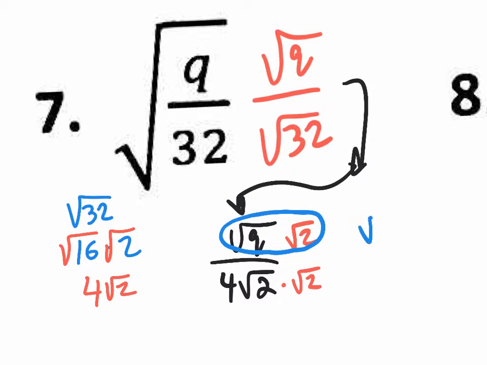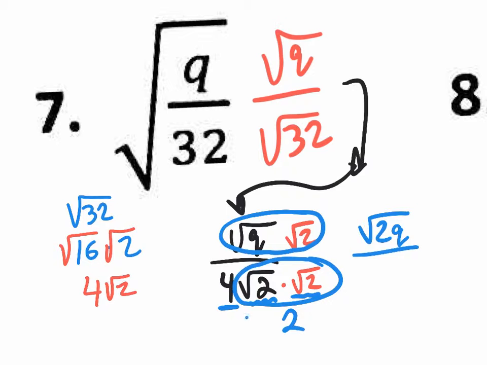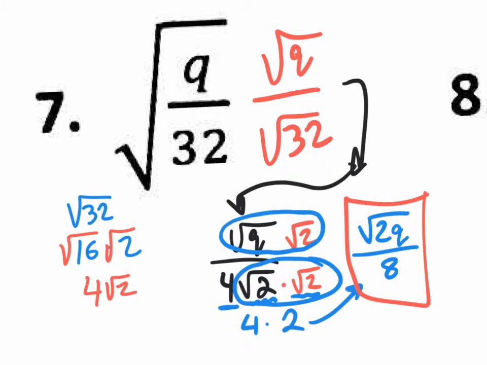So up on top, I could do the square root of q times the square root of 2, that'll be both of them together, 2q underneath 1 square root. The bottom, I'm really going to have 4 times 2, because the square root of 2 times the square root of 2 is just 2. So when you go 4 times 2, you're going to get 8 on the bottom. And ladies and gentlemen, now that's your answer right there, the square root of 2q over 8.